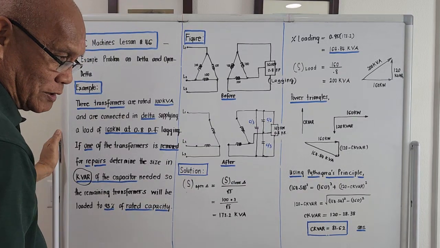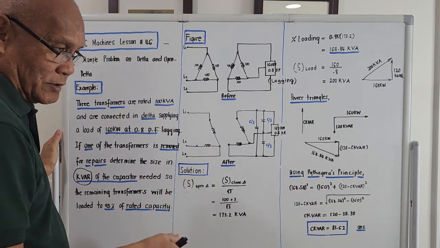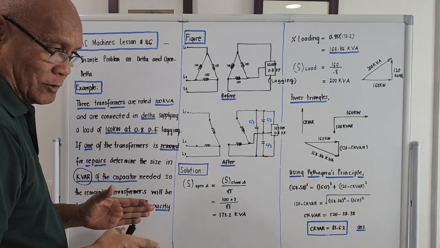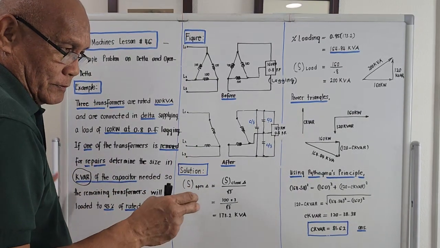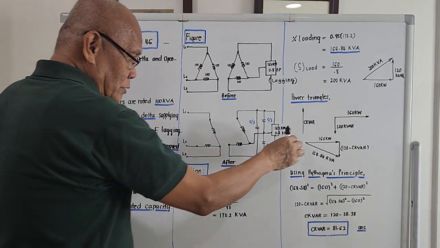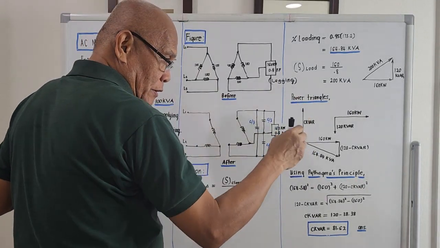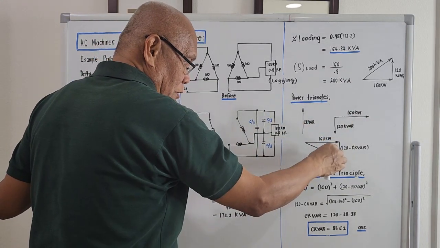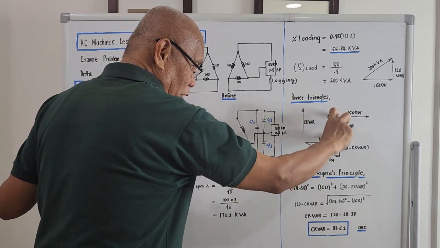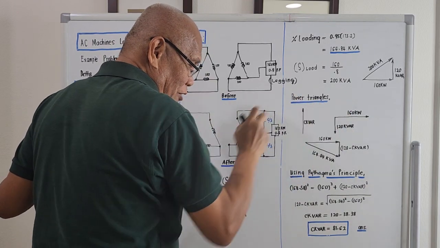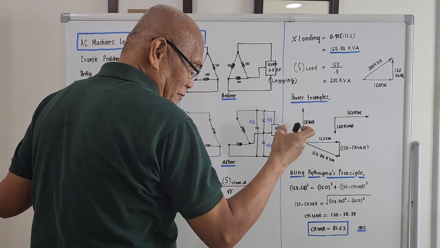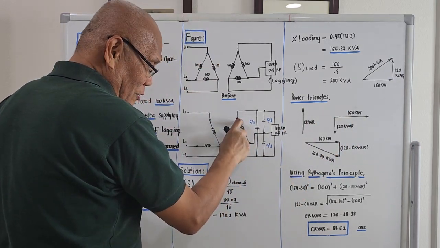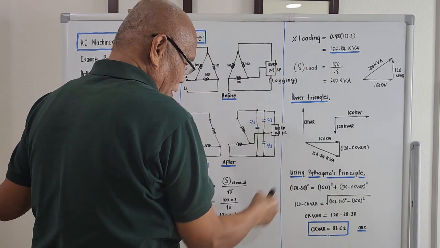The addition of the capacitor will decrease the load on the transformers, because for a capacitor the reactive power is upwards, and the reactive power of the load is downwards. If we combine these two, it will be a lesser value, such that the overall load of the open delta will just be 95% of its rated capacity.